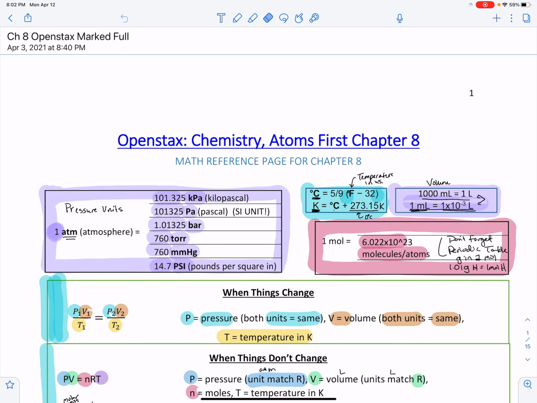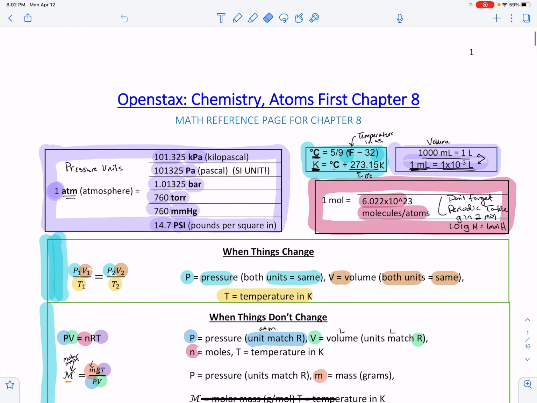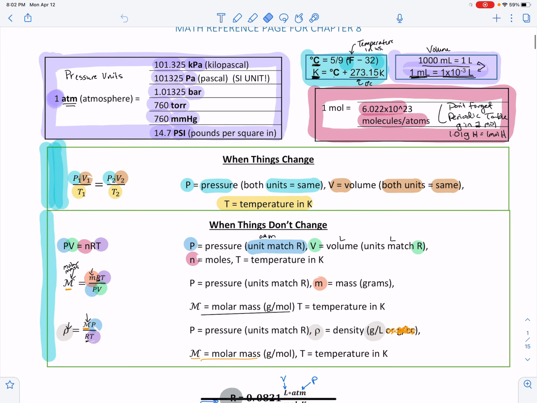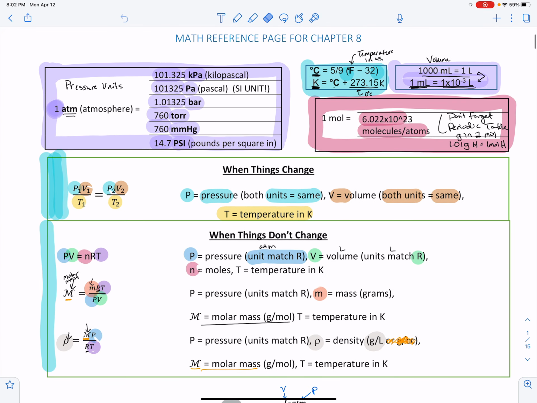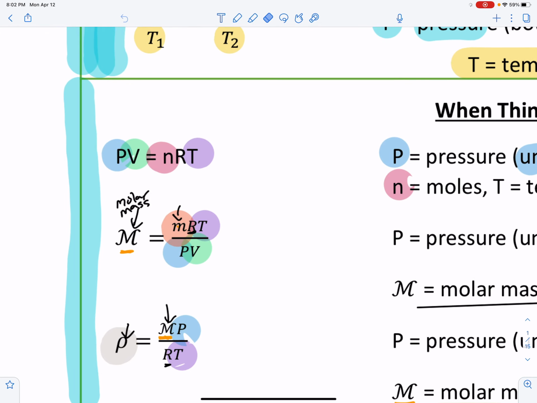This is the quick review of the gas chapter. Make sure you have this page written out in your own handwriting. Make sure you have little notes to yourself about units, especially in this section, that P should be in ATMs. Make those little notes to yourself to remind yourself what the units are going to come out to be.